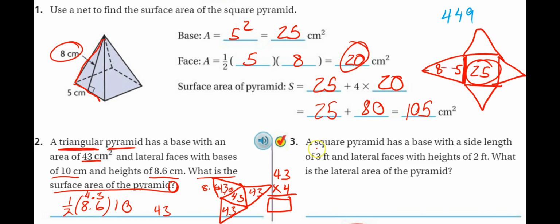All right, number 3, square pyramid. On your scratch paper, or if you have room in the text, I want you to draw this square pyramid. Draw the net. Label the base with a side length of 3 feet and lateral faces with heights of 2.